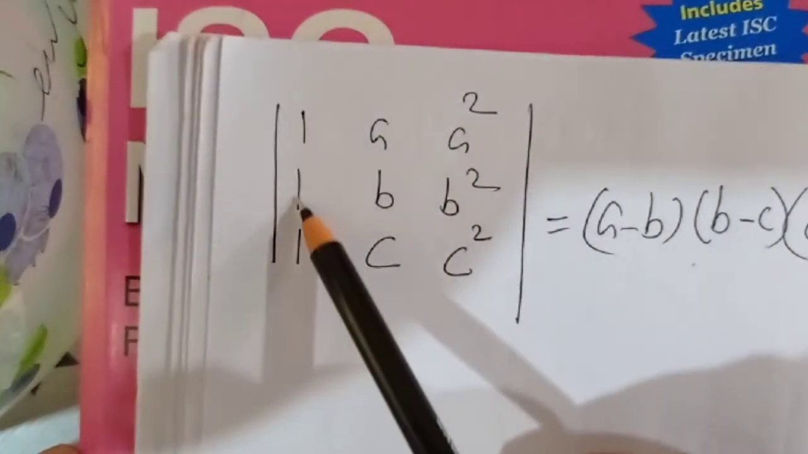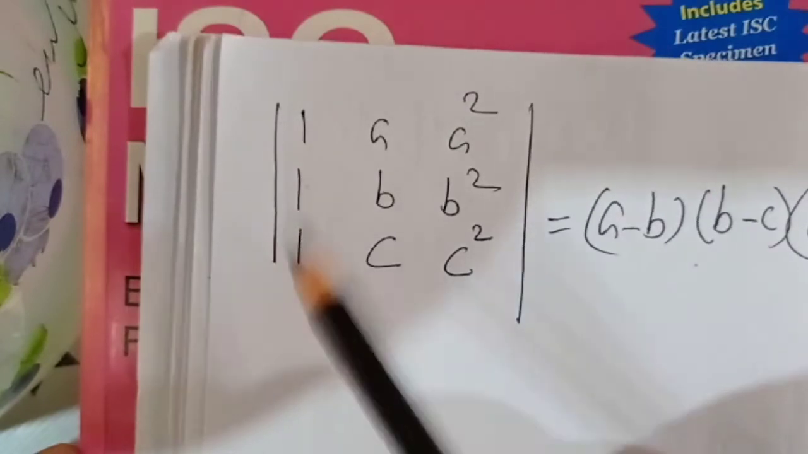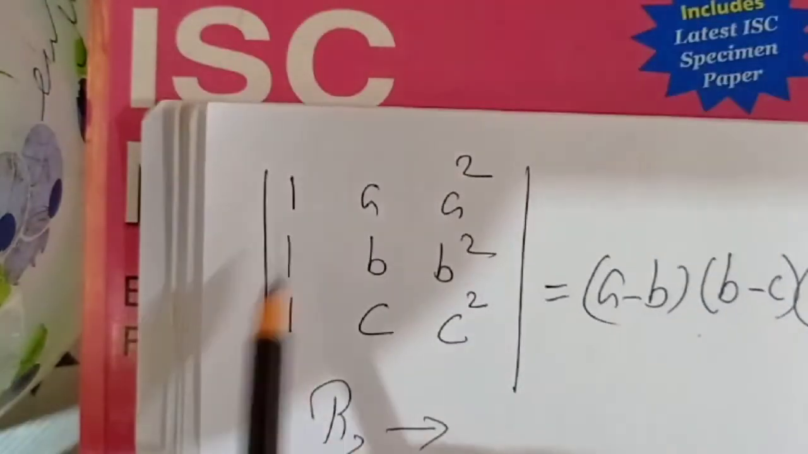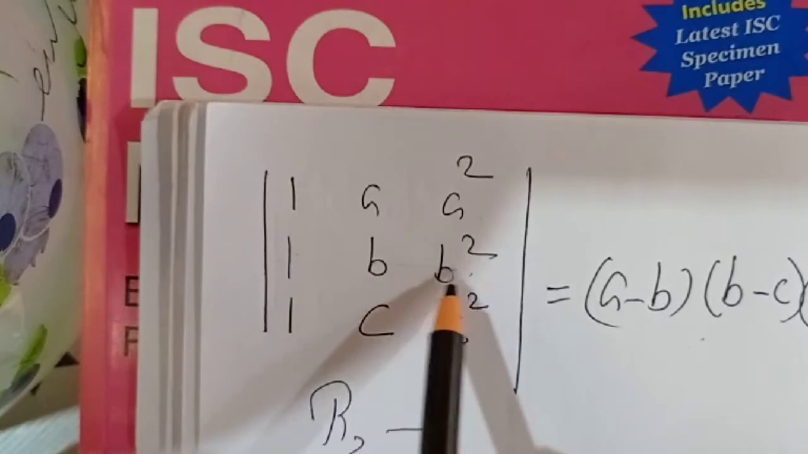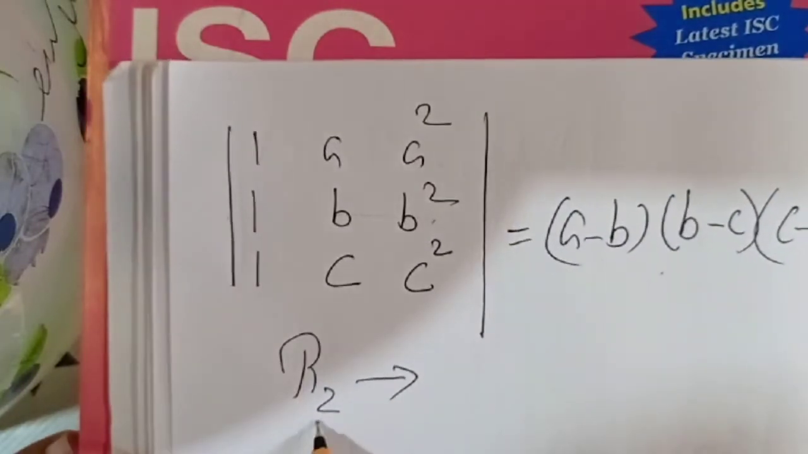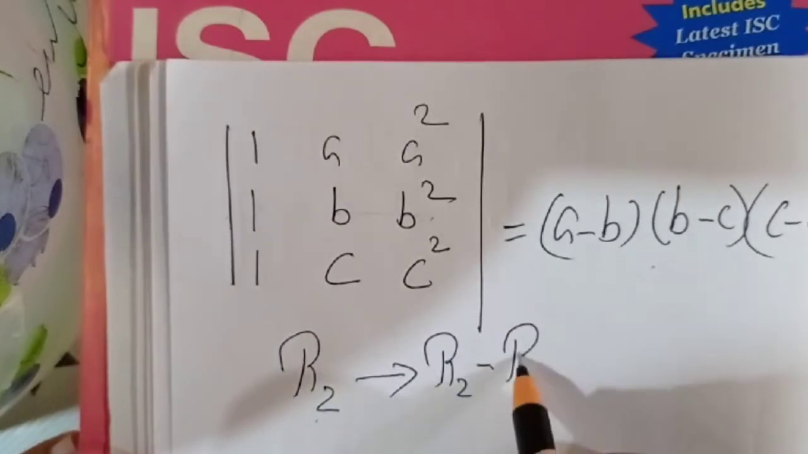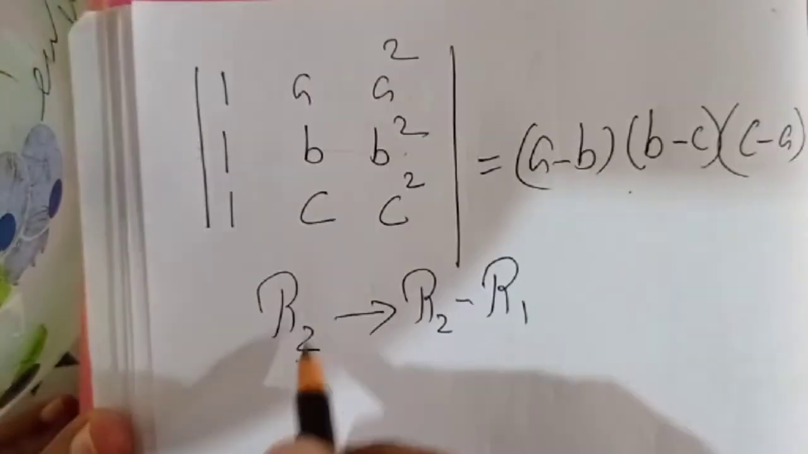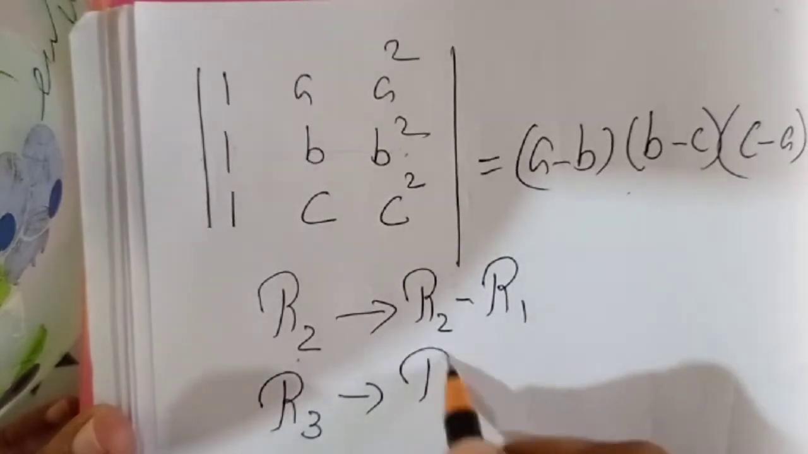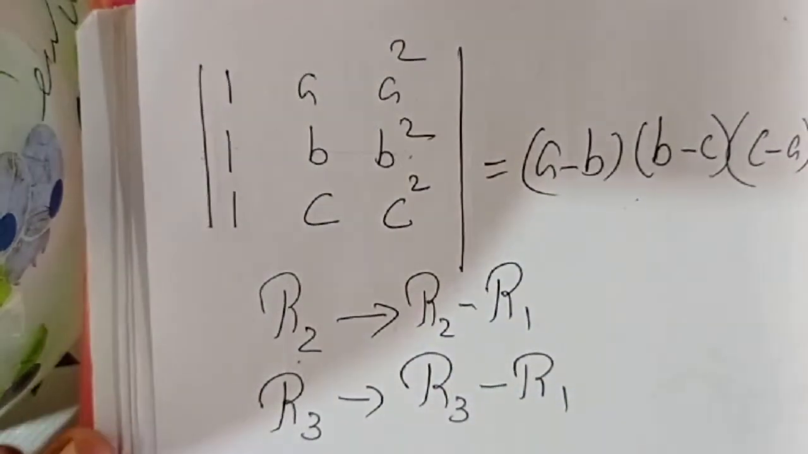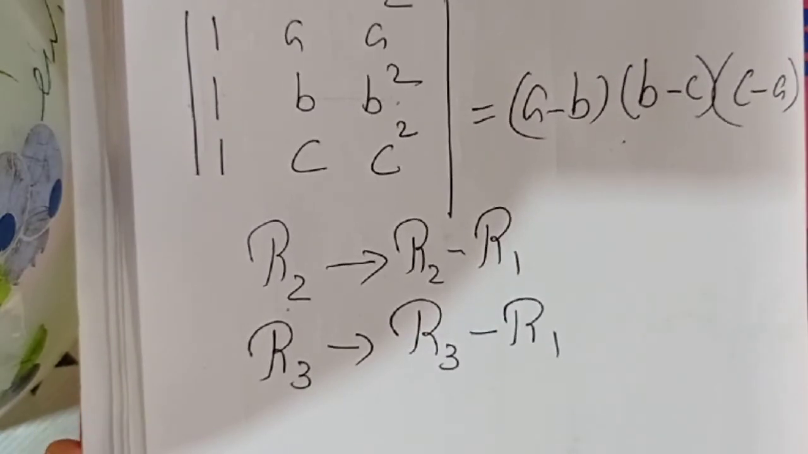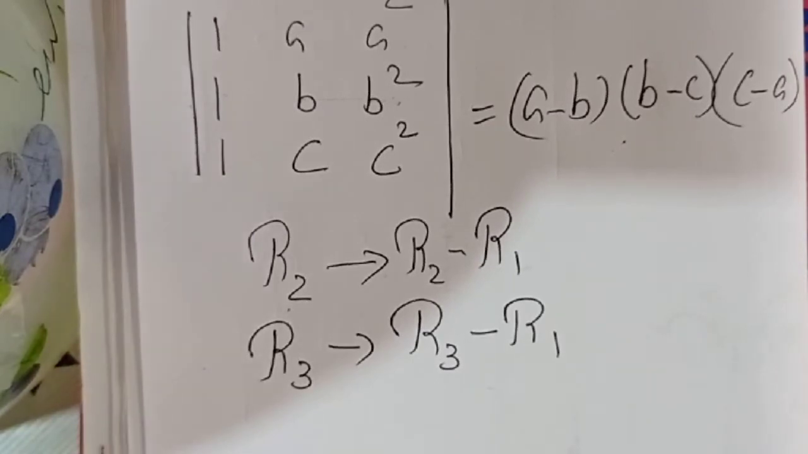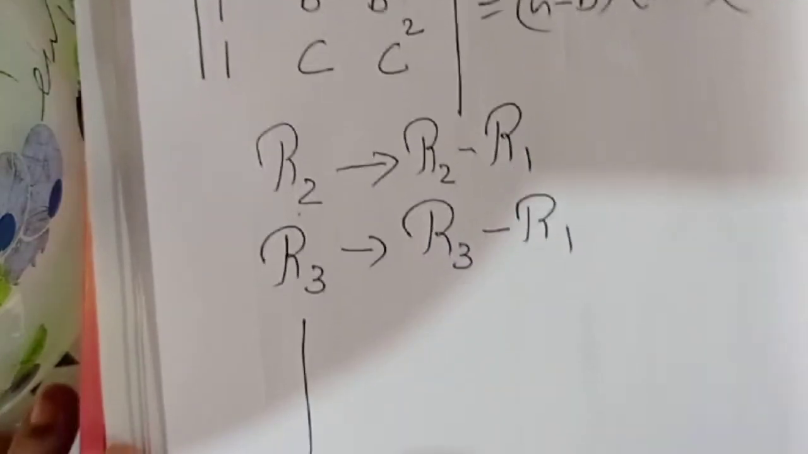Now here we take that C1: 1, 1, 1. I am going to change R2. Can you say what is R2? R2 means this is 1, b, b square. I am going to do R2 changes to R2 minus R1. Same way, R3 changes to R3 minus R1. R2 changes to R2 minus R1 and R3 changes to R3 minus R1. Students, look here. No change in R1.